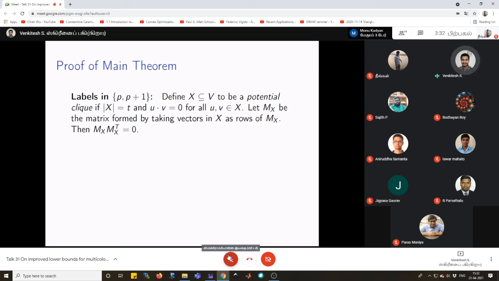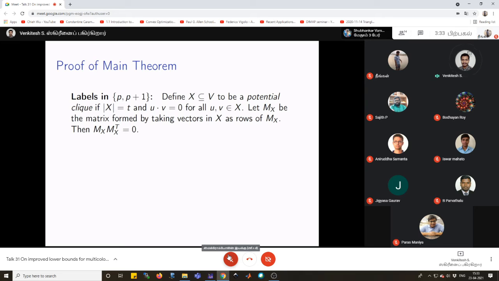What we are going to do is, we are not going to straight away narrow down our attention to monochromatic complete subgraphs. Instead, we will look at first a larger class of subgraphs which could potentially be monochromatic complete subgraphs. Okay? So, any subset X of V is said to be a potential clique if X has size t and the dot product of any pair of elements is 0.